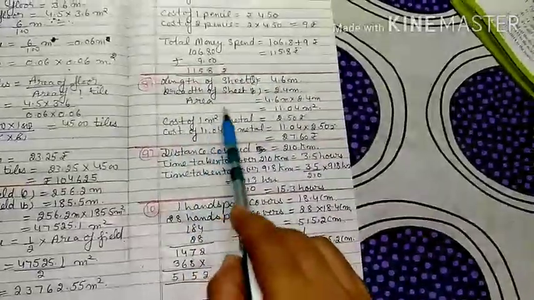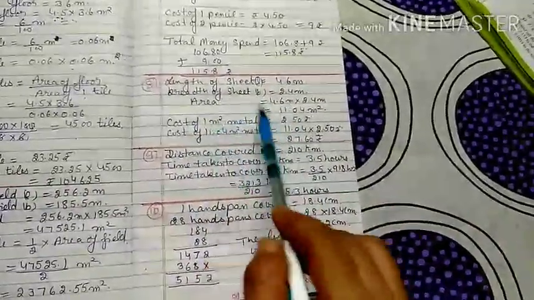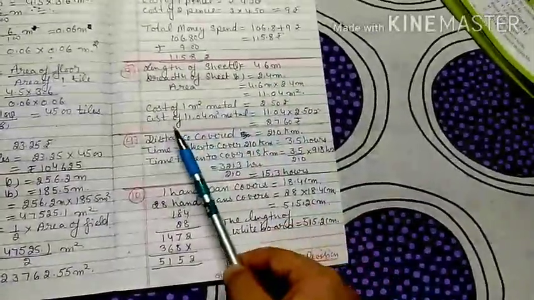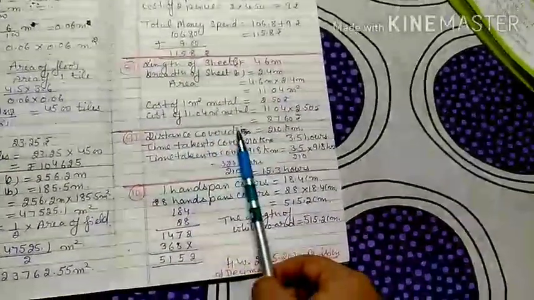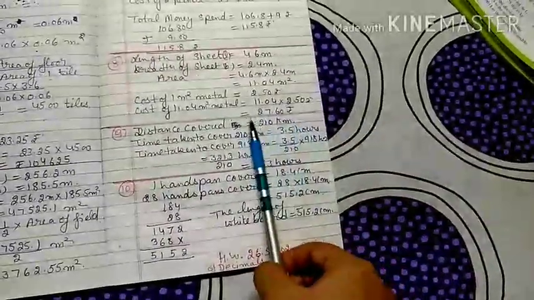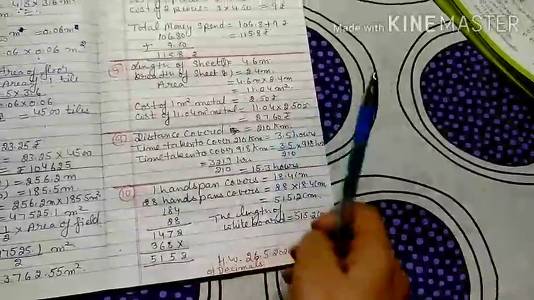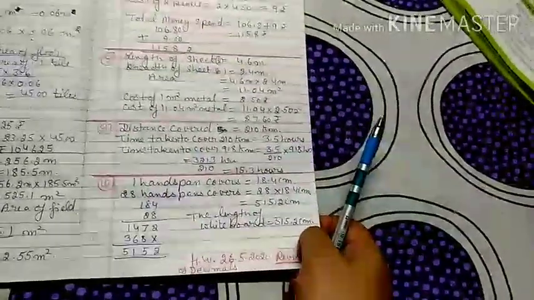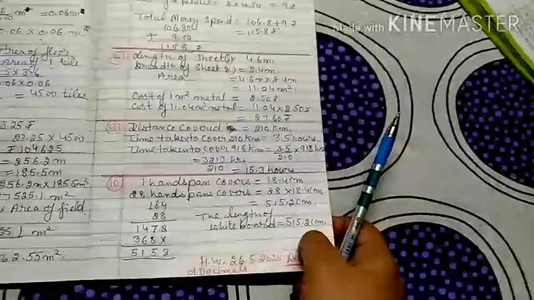Now the cost of 1 meter square area of metal sheet is 2.50. Then the cost of 11.04 meter square metal sheet is 11.04 into 2.50, that gives you 27.60 rupees. That is the cost of the metal sheet required.